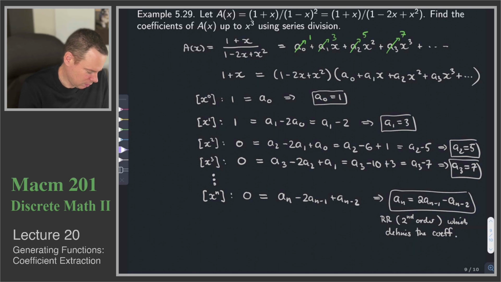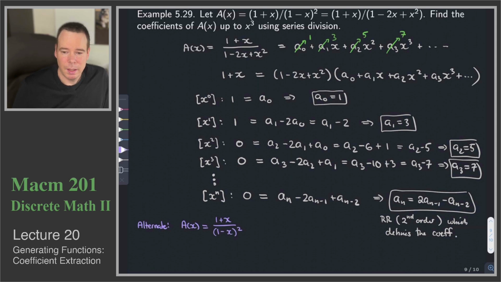But I want to contrast this with our alternate solution. We already know how to do coefficient extraction on this thing, a of x. That is 1 plus x over 1 minus x all squared, because I notice the denominator factors as 1 minus x squared. And what I'm going to do here is use our previous techniques from the first half of this lecture, which does coefficient extraction on this thing. If we do that, I'd like to split this up into the sum of two pieces because each of these pieces is easier to extract coefficients from.